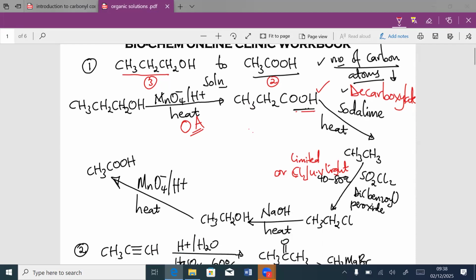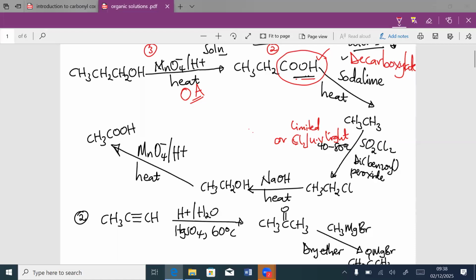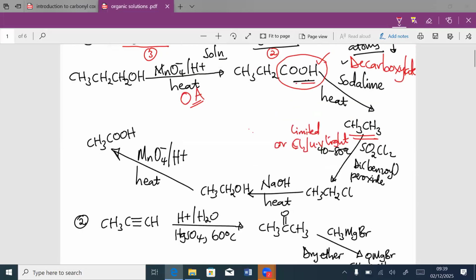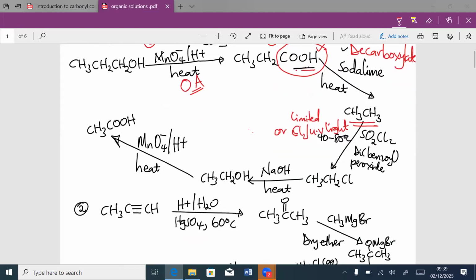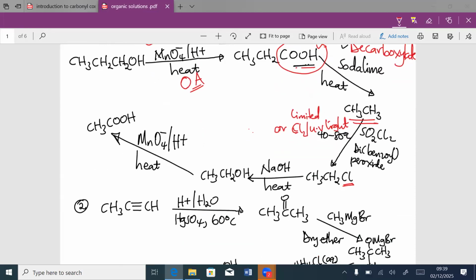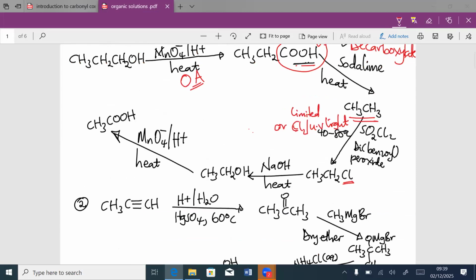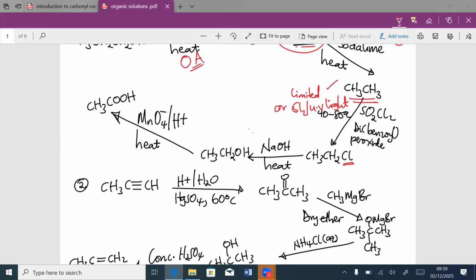we form that carboxylic acid, that is propanoic acid. I can decarboxylate, in other words, remove this whole carboxyl group. Removing that carboxyl group makes me end up with ethane. Now I need to introduce the carboxyl part, so I add the halogen atom there using either limited chlorine in the presence of UV light, or dibenzoyl peroxide. So I can form that.